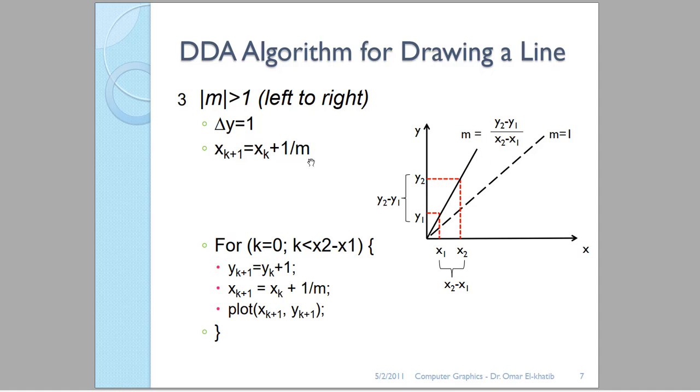Now remember that there is one problem because we are making delta y equal to 1. So this thing here, this is y2 minus y1. This is wrong actually.